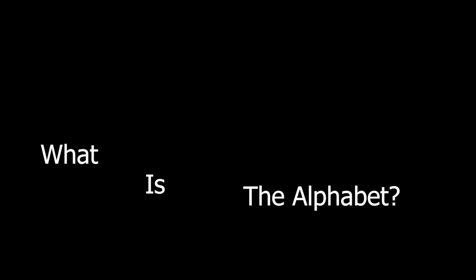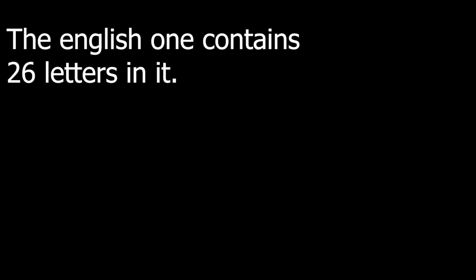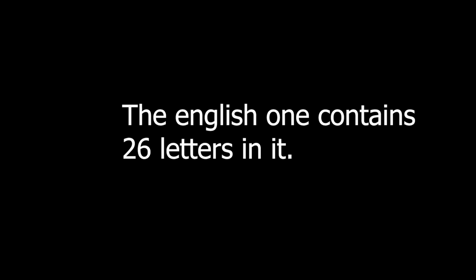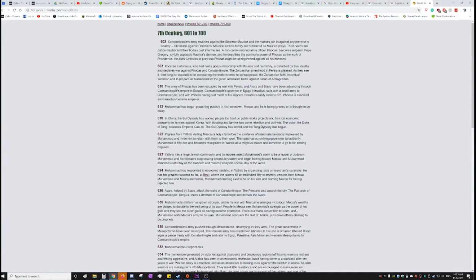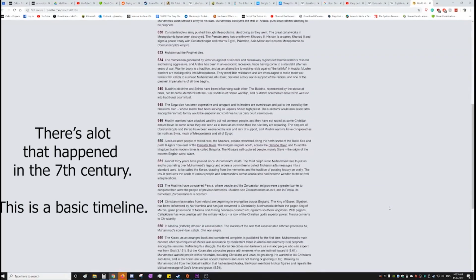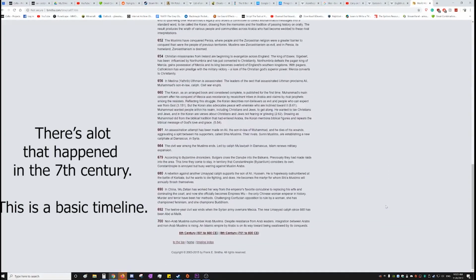What is the alphabet? The modern English alphabet consists of 26 letters. The alphabet originated in the 7th century along with this, and let's just stop. There's a lot that happened in the 7th century, as you can see, but this is a basic timeline. So let's keep moving.